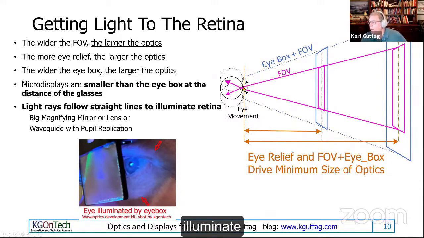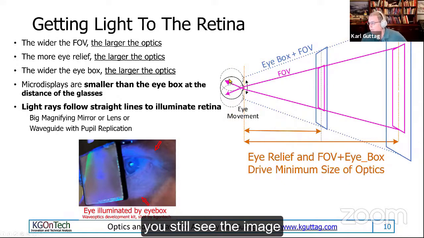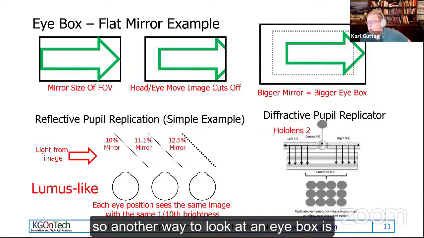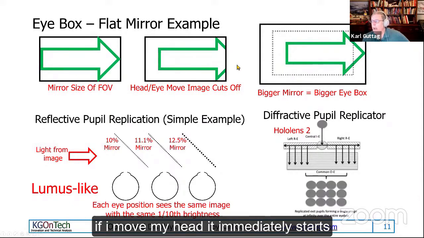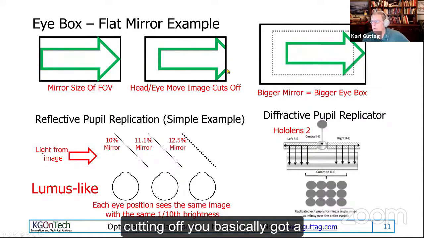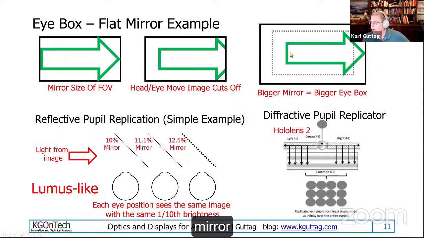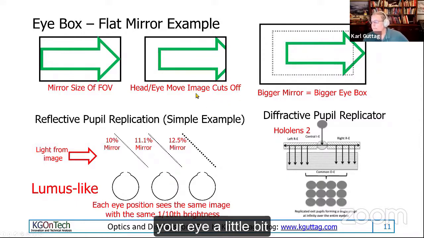We also have to illuminate, and this is another concept people talk about, the eye box. Basically what that means is how much can your eye move? If your eye moves, can you still see the image? So another way to look at an eye box is to say, look, if I was looking in a small mirror, and looked at something in the mirror, if I move my head, it immediately starts cutting off. You've basically got a small eye box. Now, if we made a bigger mirror, then you could move your head and still see the whole image a little bit, move your eye a little bit.